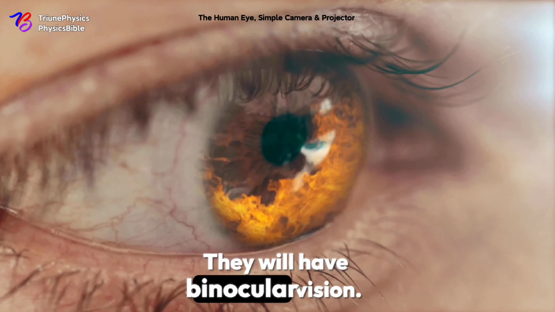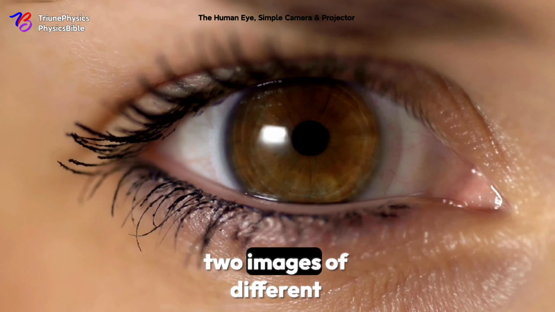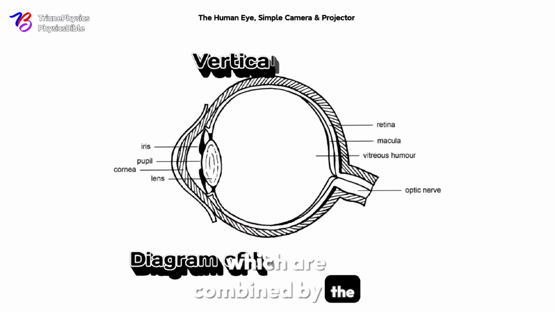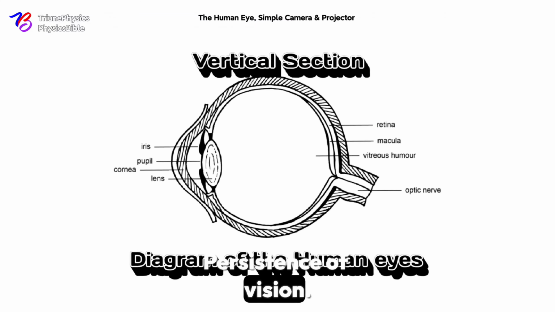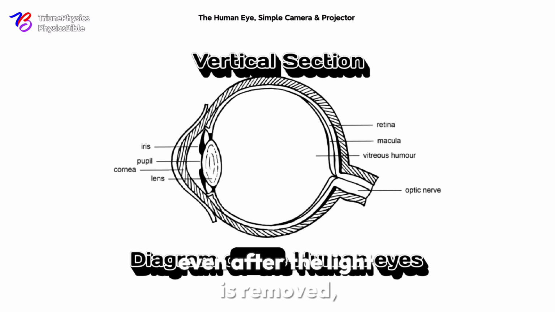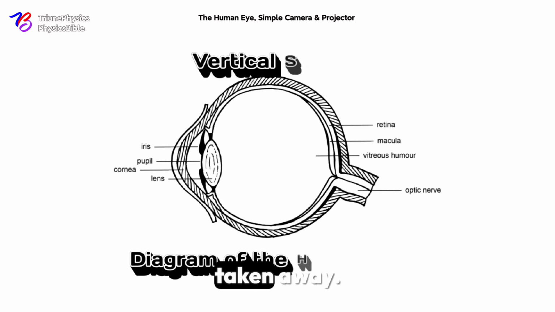Accommodation. Then we have binocular vision. Binocular vision is the overlapping of two images of different perspectives formed by both eyes, which are combined by the brain for a perspective to be interpreted. Persistence of vision. This is the retention of the sensation of vision for some time even after the light is removed, even after the light source has been taken away.